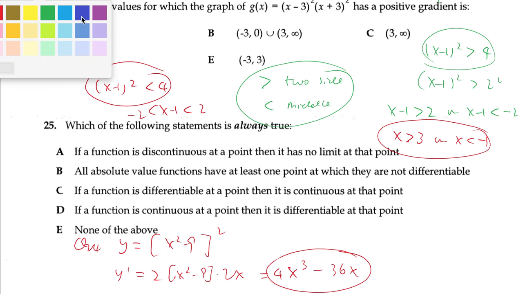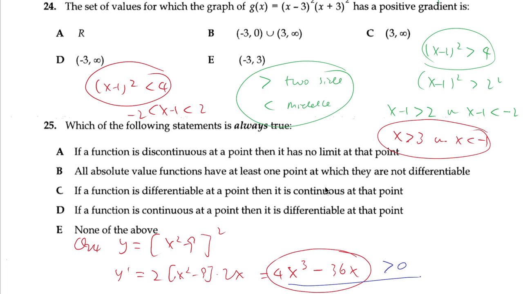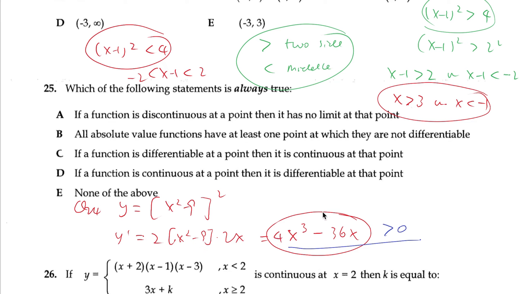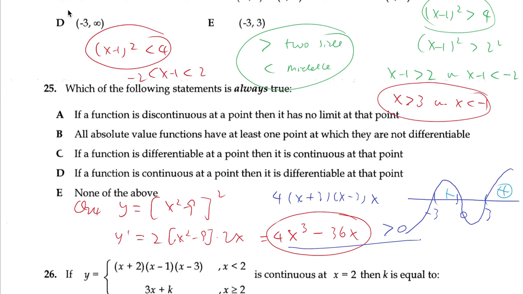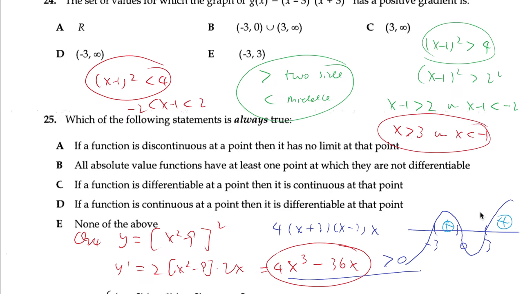Positive gradient means this cubic function is positive. For this cubic function to be positive, again, you need to factorize it. You can take a 4 out, and then x plus 3, x minus 3, x. Now, another inequality question, we'll just use the odd through, even jump method. You always start with the top right corner. Label all the roots: minus 3, 0, 3. Greater than 0, you pick the positive region, so it would be this region here and this region here. So for question 24, we choose B: from minus 3 to 0 and 3 to positive infinity.